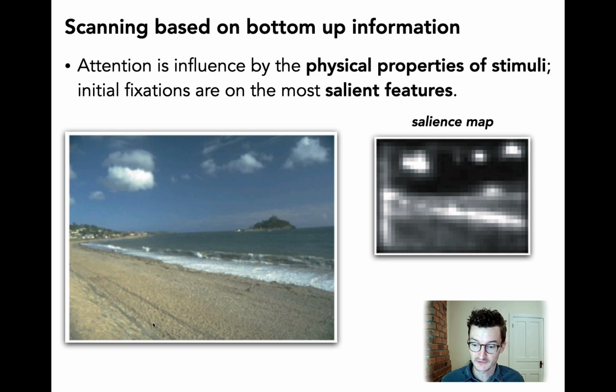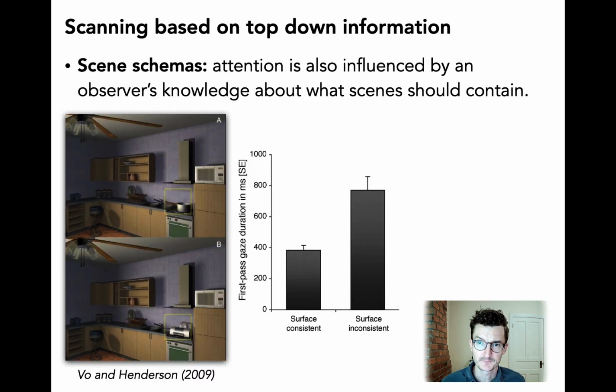This idea leads me to my next point, which is that we can apply top-down information to this process of shifting attention, to overtly moving our eyes around scenes. And this study nicely makes that point. If you look at this scene here of a kitchen, in your mind you activate what's known as a scene schema. You have a model in your mind of what items should be in a kitchen.